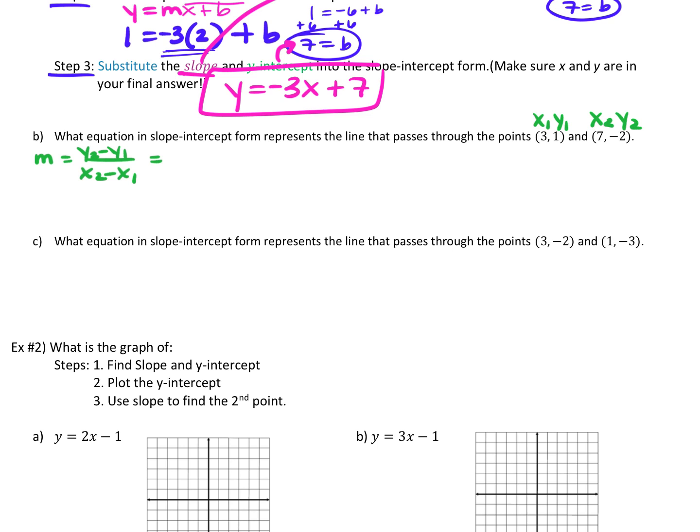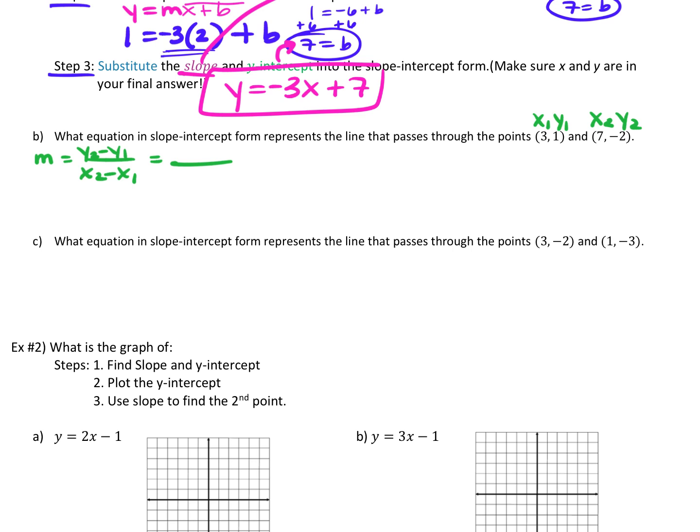If I called this x2, then what is this one? If I called this x2 instead, then this one would have to be y2, okay? So it does not matter which one's your x1 and which one's your x2. It matters that your 1s stay together and your 2s stay together, okay? Okay, so now plug this into the slope formula.